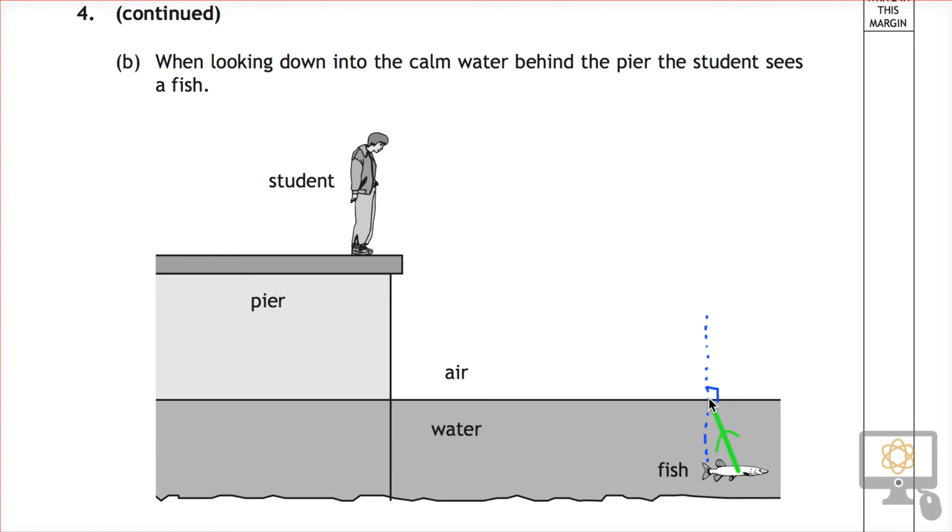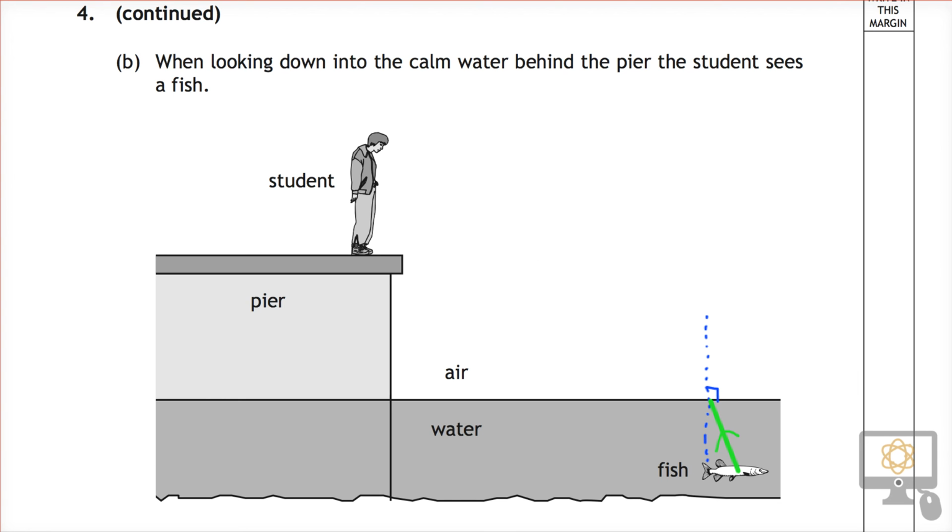And then whenever it hits this junction, or the boundary between the water and the air, the light refracts. That means it changes speed, and because it's entering at an angle to the normal, it also changes direction. And when light leaves water to go from an optically dense medium to a less dense medium, it bends away from the normal line. So instead of traveling up in a straight line up here, it bends away from the normal line, away from this line toward the student.